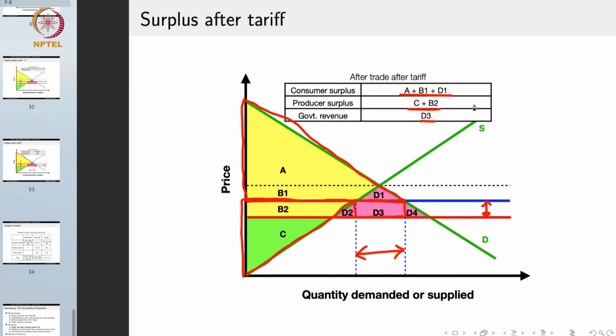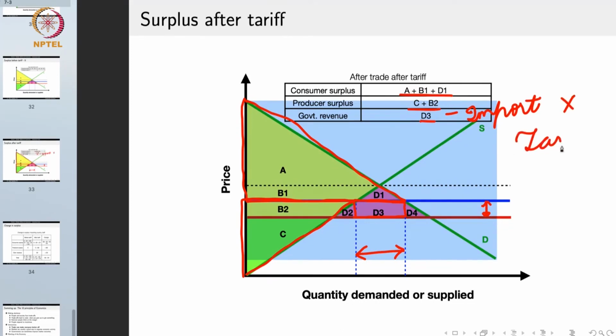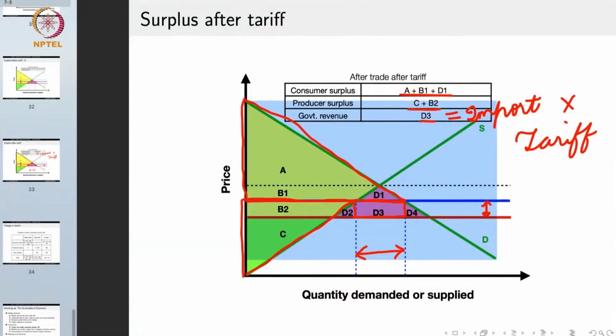So the government revenue is import into the tariff. So the more the amount that is getting imported, or the more the amount of tariff, the government will earn more revenue. So for each pin, the government was charging 2 rupees of tariff. Now if 10 pins are imported, the government gets 20 rupees. If 100 pins get imported, the government gets 200 rupees. Similarly, it has got to do with the amount of tariff. If 10 pins were imported and the tariff was 2 rupees, then the government gets 20 rupees. If the tariff increases to 3 rupees, then the government gets 10 into 3, which is 30 rupees. So we are representing that by this rectangle D3. So this is the surplus after the tariff.